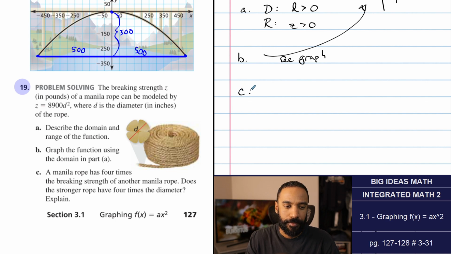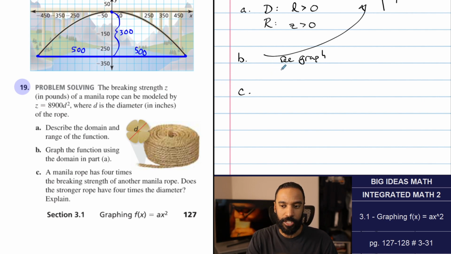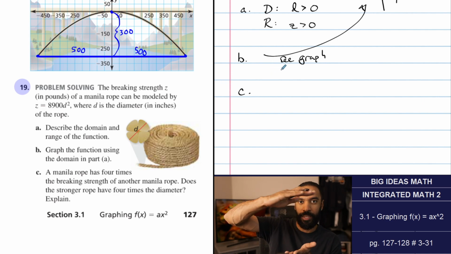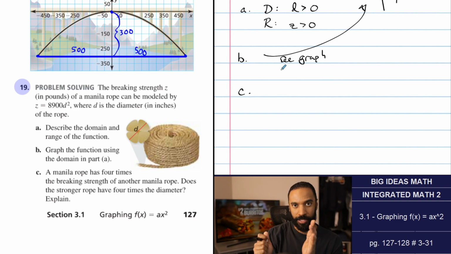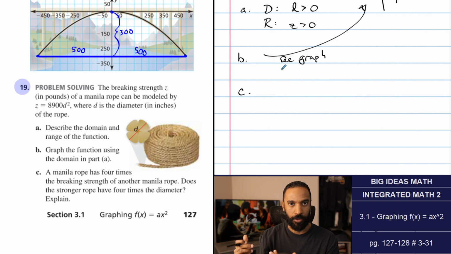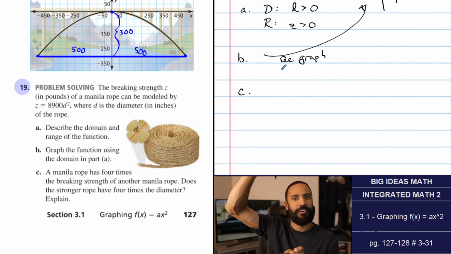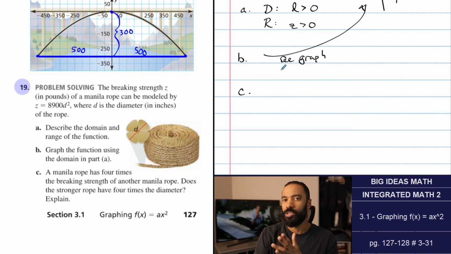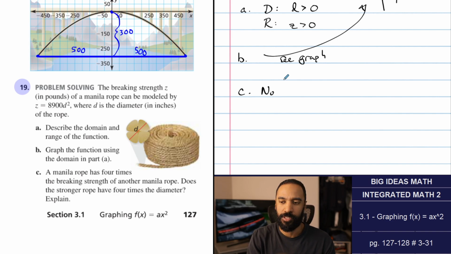Part C. A manila rope has 4 times the breaking strength of another manila rope. Does the stronger rope have 4 times the diameter? Explain. Well, I'm going to tell you no. And the reason is in that quadratic nature. If something's 4 times the height in y on a parabola, that doesn't necessarily mean it's 4 times farther on x. In fact, that would be a false thing to think about. We know 1, 1, 2, 4, 3, 9, 4, 16. The y's separate themselves a lot farther out as x just goes over by 1. So no, that's not the case. So no, well, let me type this.